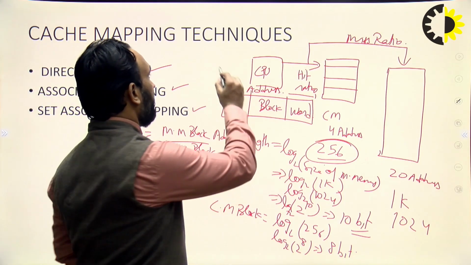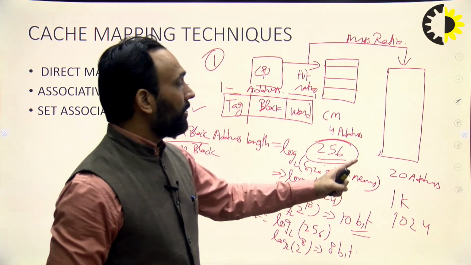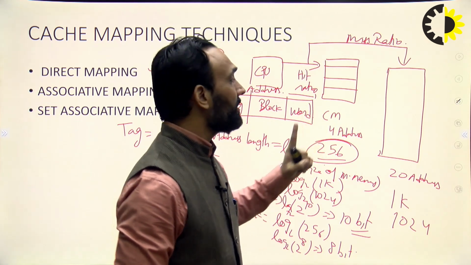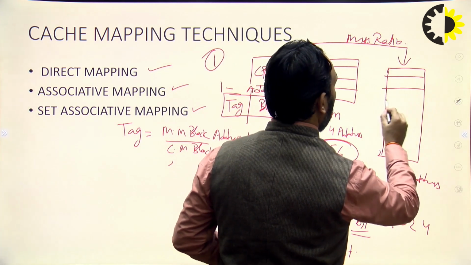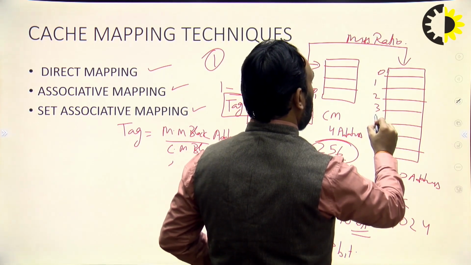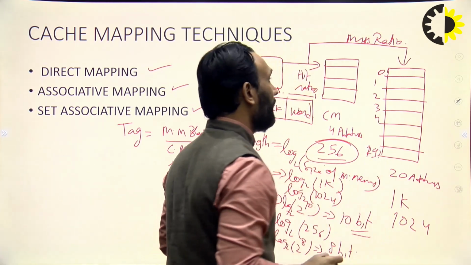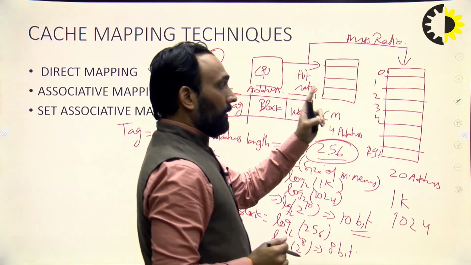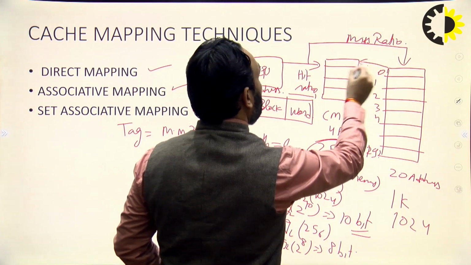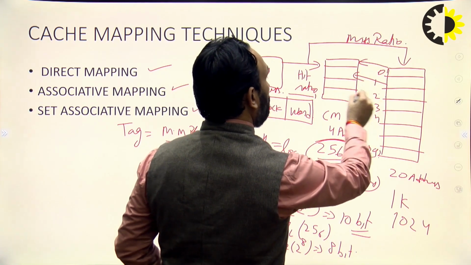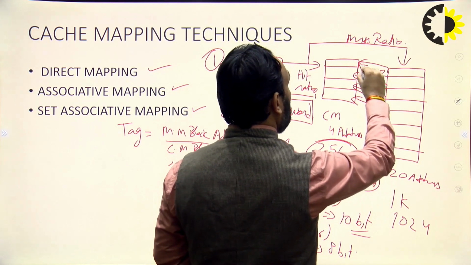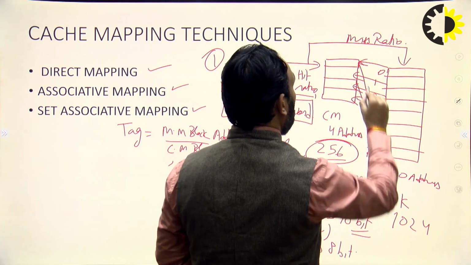One most important point in direct mapping is that the location of the address that will be mapped to the cache memory is fixed, meaning it is static. For example, if we talk about 20 addresses, 0, 1, 2, 3, 4, up to 19, the mapping of main memory address to the cache memory is fixed. Address 0 will go to location 0, 1 will go to 1, 2 will go to 2 and 3 will go to 3. After that, 4 will go to location 0, 5 will go to location 1.